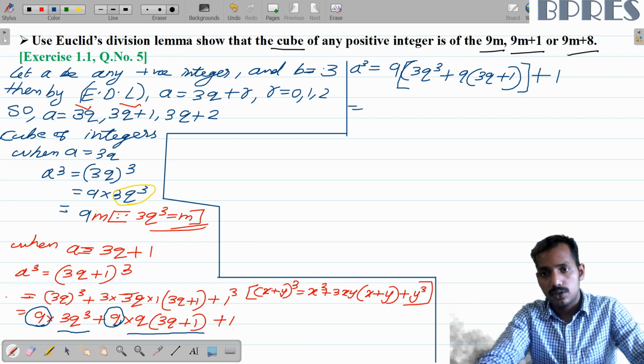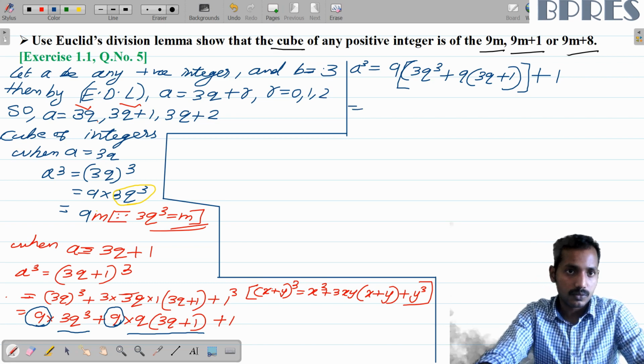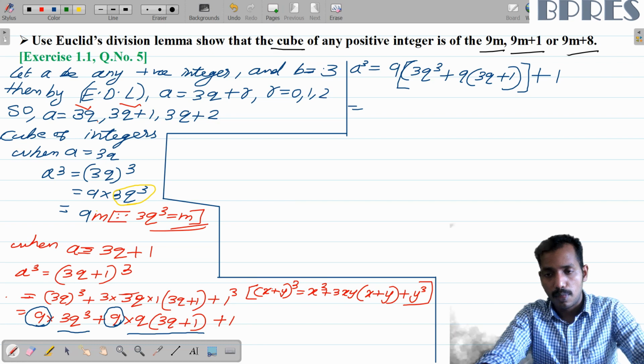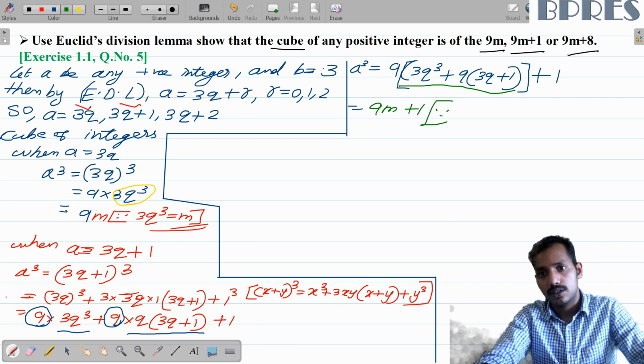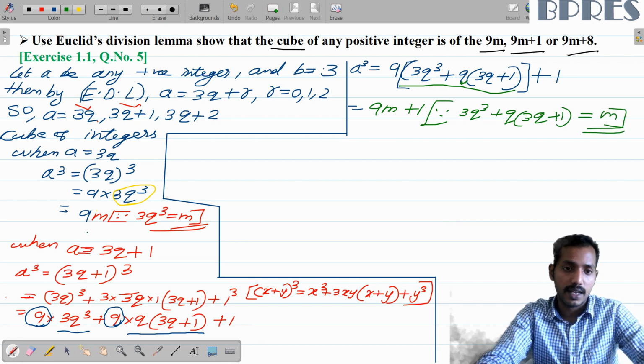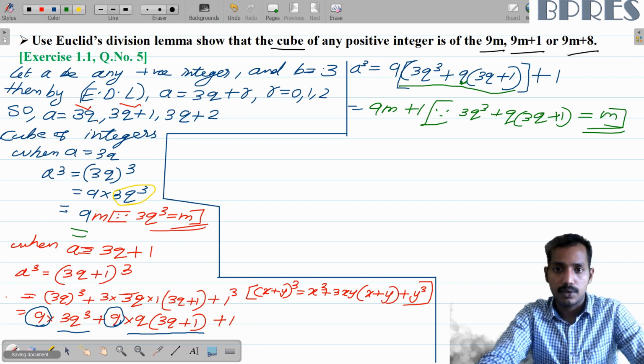That is equal to, substitute for this entire term as m. So we will get 9m plus 1, since 3q cube plus q into 3q plus 1 is equal to m. So now we have represented it in the form 9m as well as 9m plus 1.